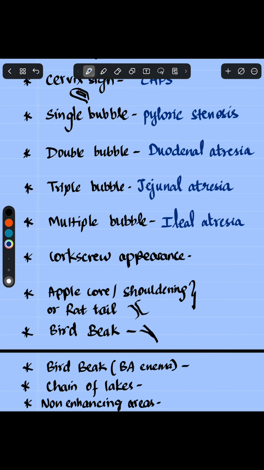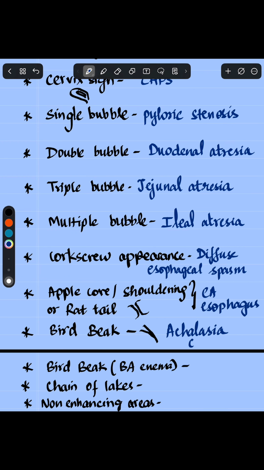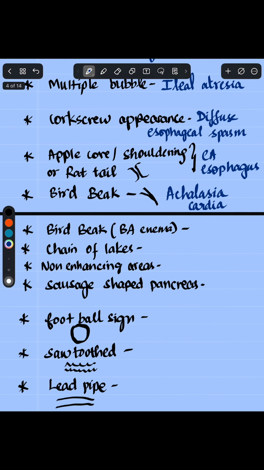If you see corkscrew appearance in esophagus, it is diffuse esophageal spasm. If you see rat tail or apple core or shouldering appearance in the esophagus, it is carcinoma of esophagus. Bird beak appearance in the lower esophageal sphincter area, it is achalasia cardia. If you see the same bird beak appearance in barium enema, it is sigmoid volvulus.